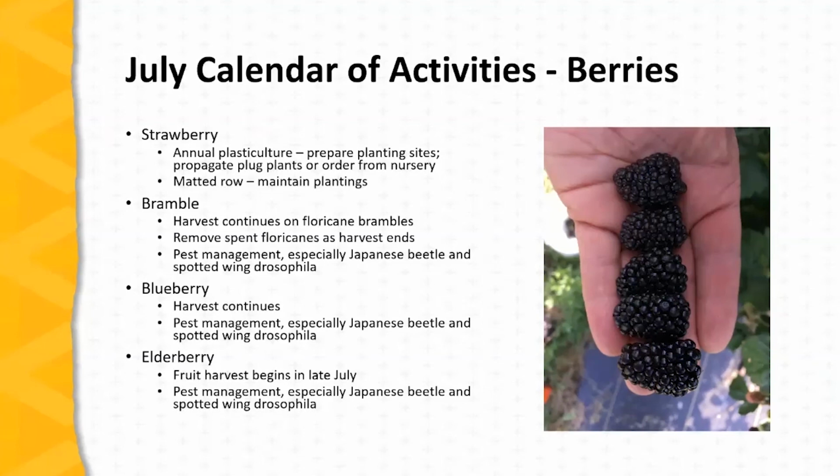Blueberries, the harvest continues, although much of the blueberry crop will be harvested by mid-July. Pest management, again, Japanese beetle and spotted wing Drosophila is important at this time. And with elderberries, we'll begin harvest in late July. And again, Japanese beetle and spotted wing Drosophila pest management are important on elderberries at this point as well.